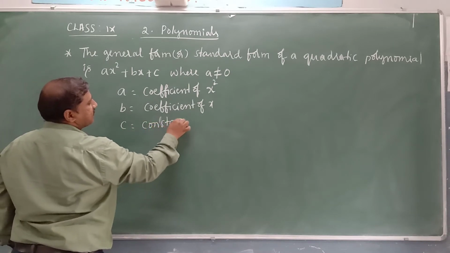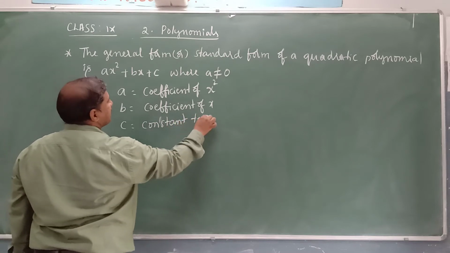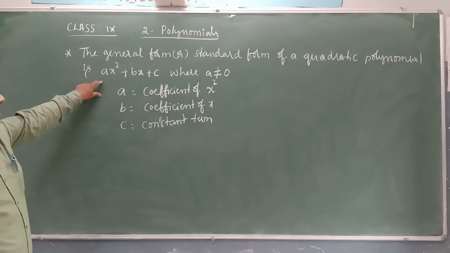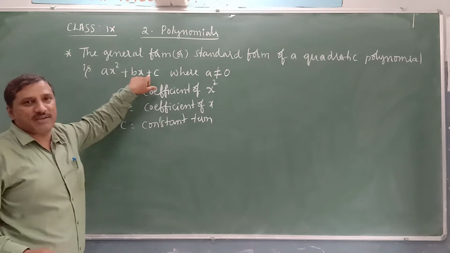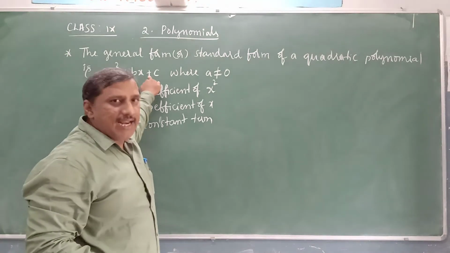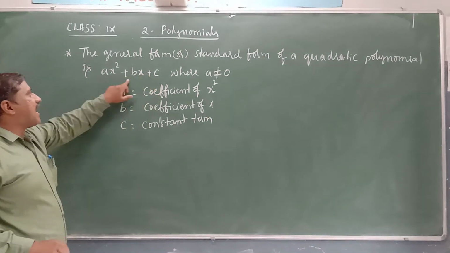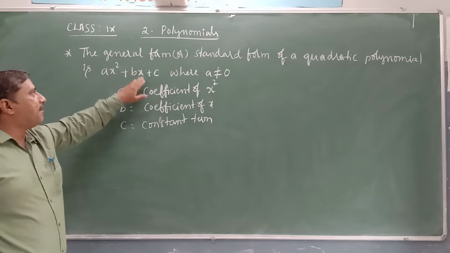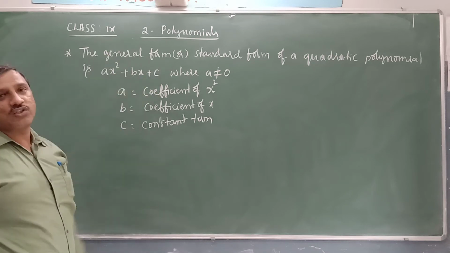Constant term. What is c here? It is the constant term. So the general form contains ax square plus bx plus c for a quadratic polynomial. So it has a maximum of 3 terms. Ax square is one term, bx is one term, c is also one term.